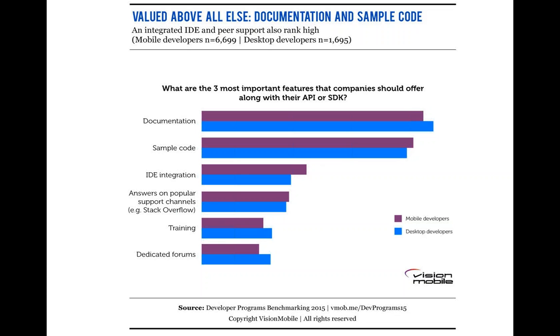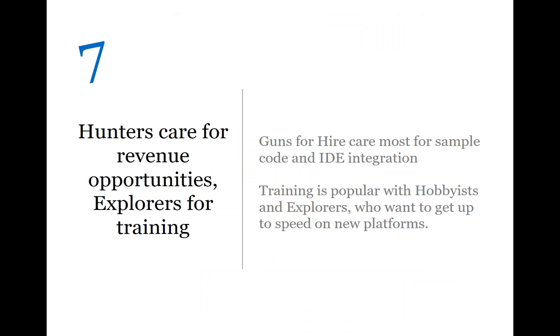If we take that data and split it across our segmentation model, we can see what matters to whom. And here we can see that hunters care more for revenue opportunities, explorers care for training. So that's not terribly surprising. Guns for hire, contract employees, care most for sample code and IDE integration, which again is not terribly surprising. We all copy and paste in this business, and guns for hire obviously do it as much as anyone else. So sample code is very important. IDE integration is a very important factor, again, if you're working across different platforms.